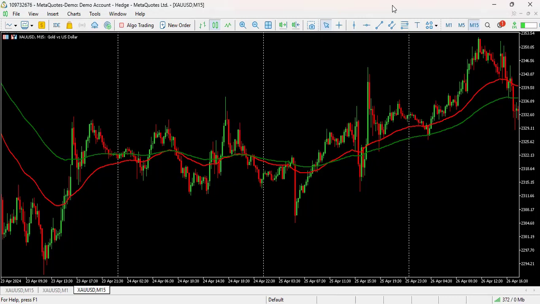And if your price pulls back to the 50 or the 100, I'm taking the trade. If I don't see it pull back to the 50 or the 100, no trade. Real simple.